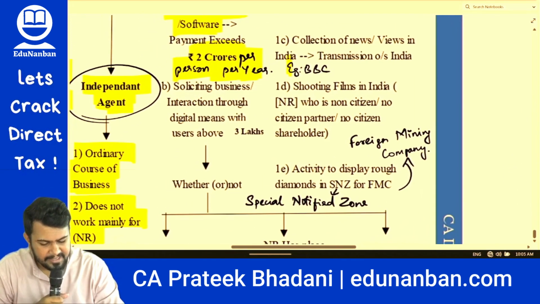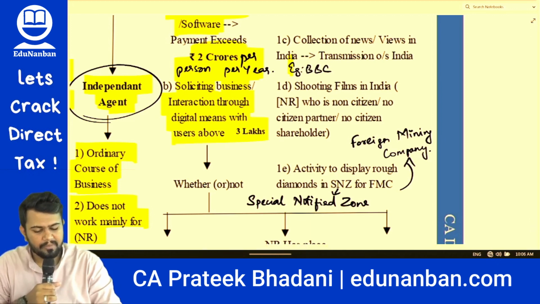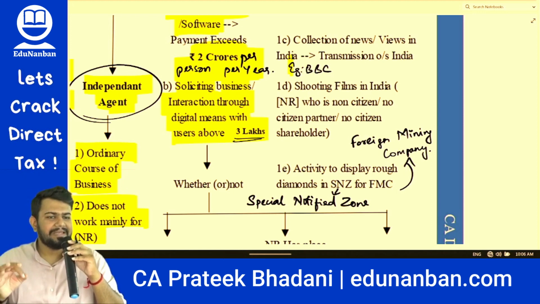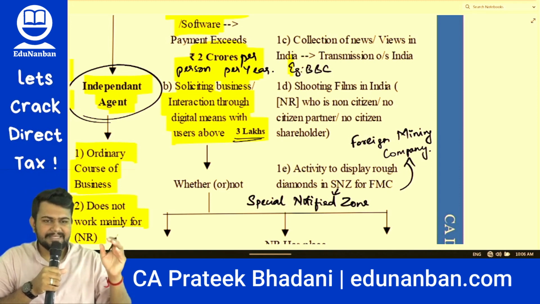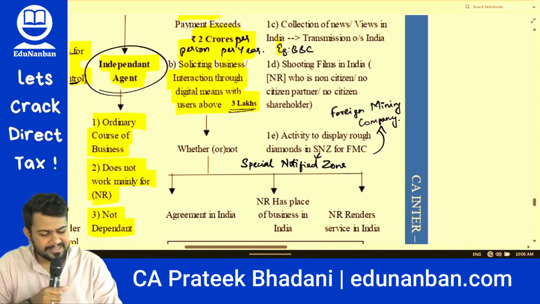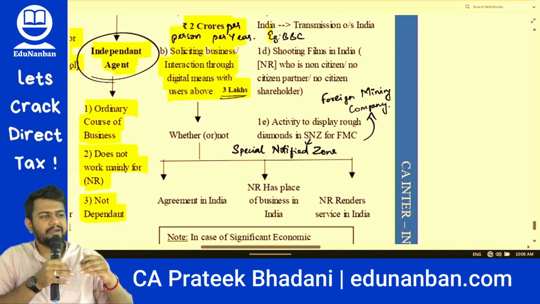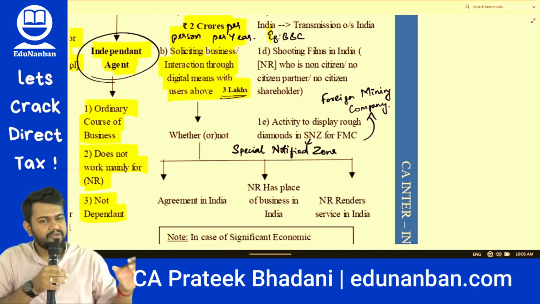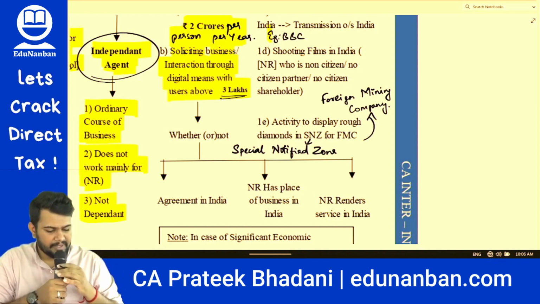And second case, soliciting business or interaction through digital means where the users are above 3 lakhs. So if the person has more than 3 lakh users and is getting business through them, then also it will be considered as significant economic presence. I gave you an example of Facebook. So Facebook has more than 3 lakh users. Fortnite might have more than 3 lakh gamers in India. So the revenue that they are earning from the users or gamers will be significant economic presence.